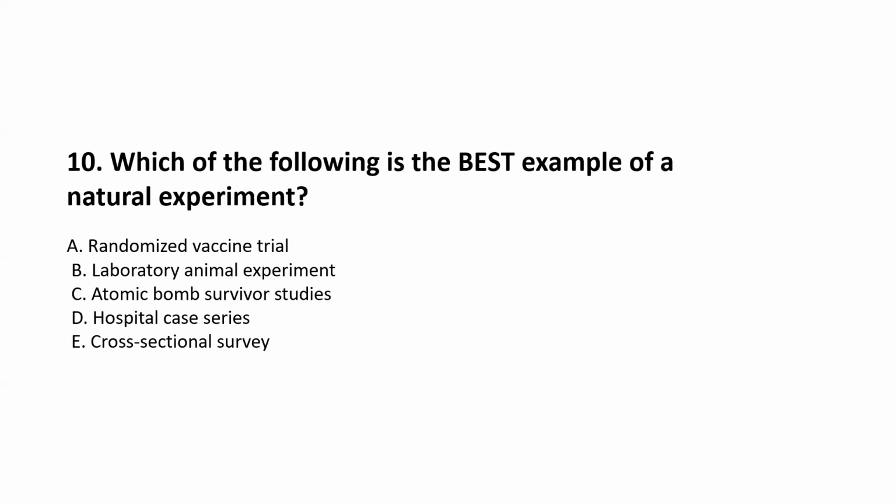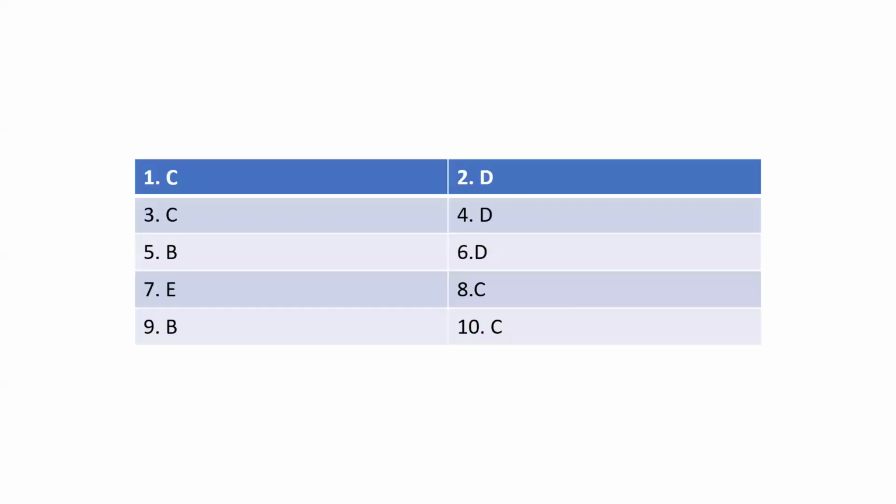MCQ number 10: which of the following is the best example of a natural experiment? A, randomized vaccine trial, B, laboratory animal experiment, C, atomic bomb survivor study, D, hospital case series, E, cross-sectional survey. C is the right option. So this is the answer key.